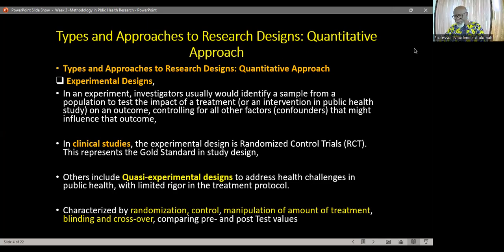Patrick, you are distracting us. Patrick.